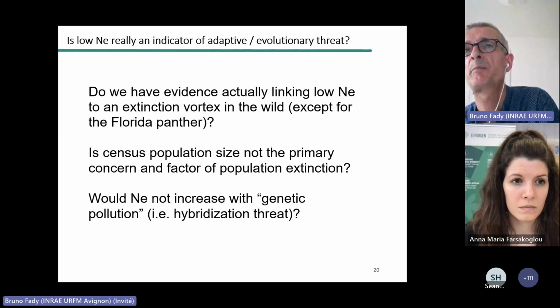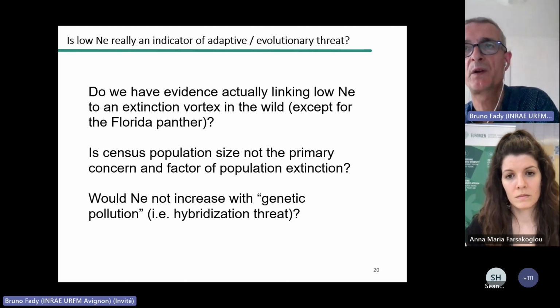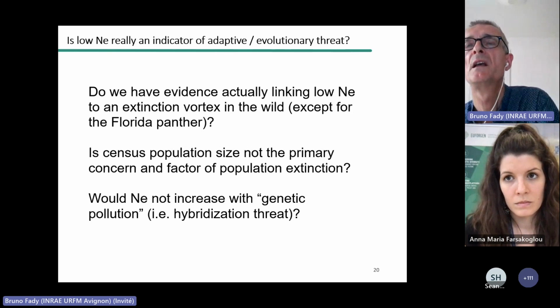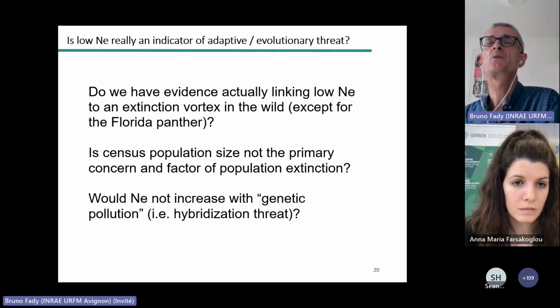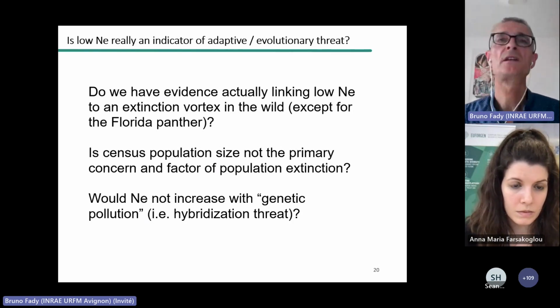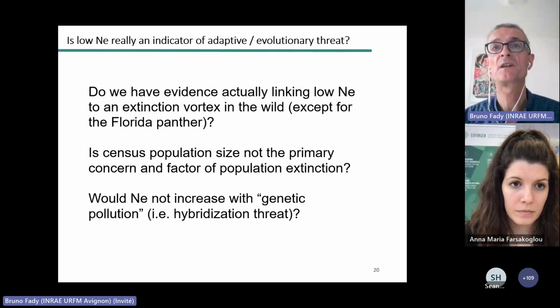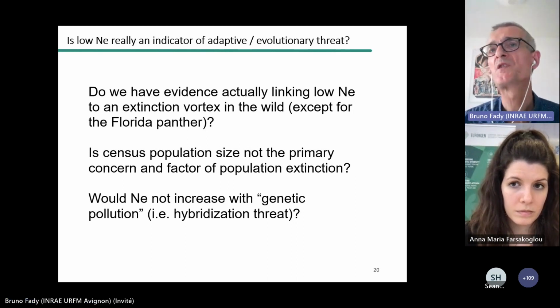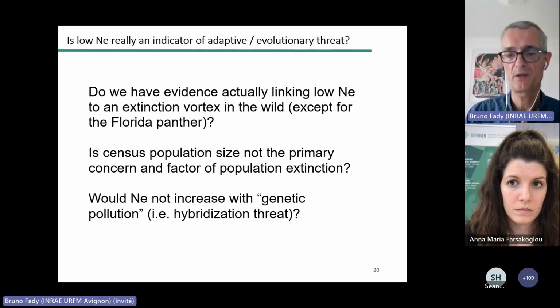I would also think that perhaps census size, and not other measures, is the primary concern and factor of population extinction, because this is where human actions are the strongest. And another thing I was wondering about is hybridization. In conservation it is often considered a threat because it means genetic pollution. Obviously, in the case of the Florida panther, it was not considered a threat. But with genetic pollution, of course, NE would increase and you wouldn't be able to measure that.